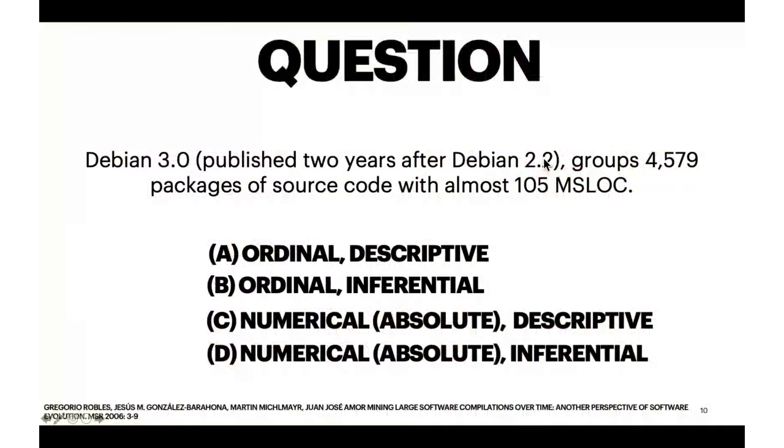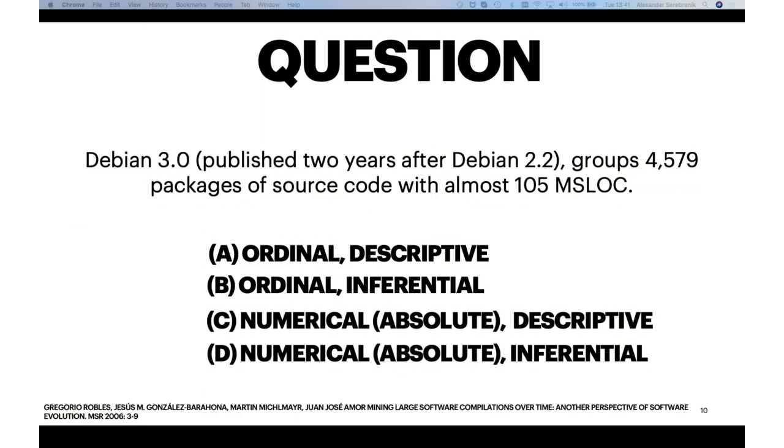So here we have a quote from a paper by Gregorio Robles and his co-authors about Debian 3.0, and specifically about the number of packages and number of lines of code. So let me ask you whether you consider this to be a statement which can be classified as ordinal descriptive A, ordinal inferential B, numerical descriptive, or numerical inferential.